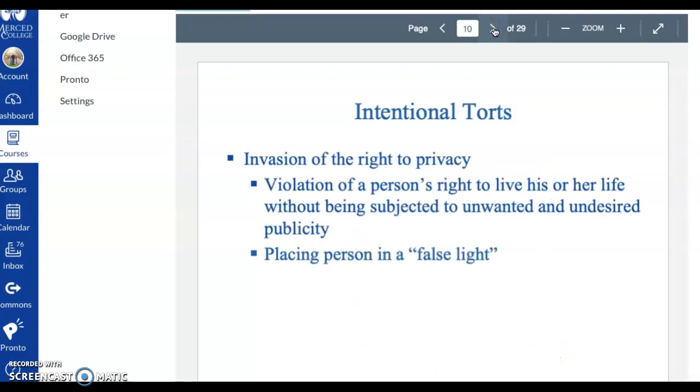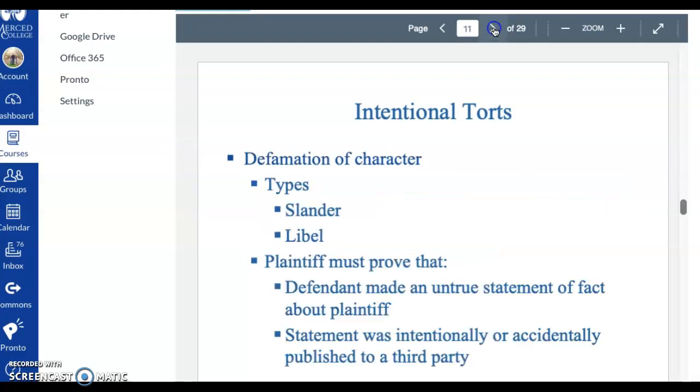Invasion of the right of privacy is another one that's traditionally saved for someone in the public eye. Anybody's right to privacy, if you are violating that, you can be held responsible.